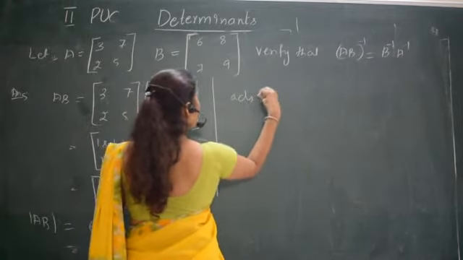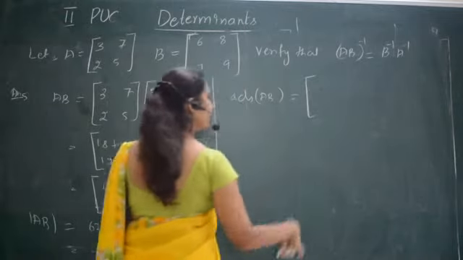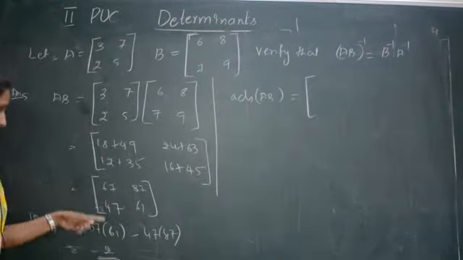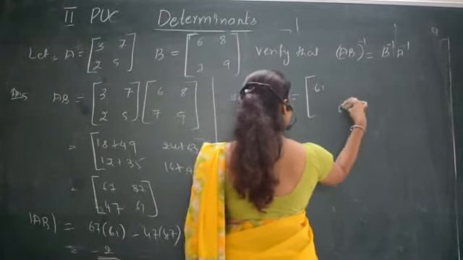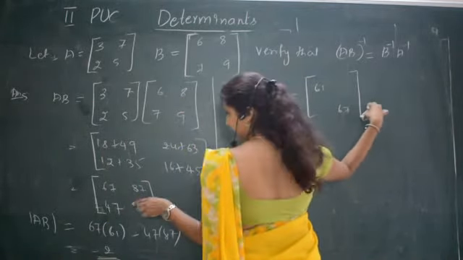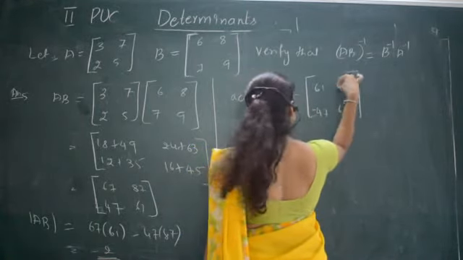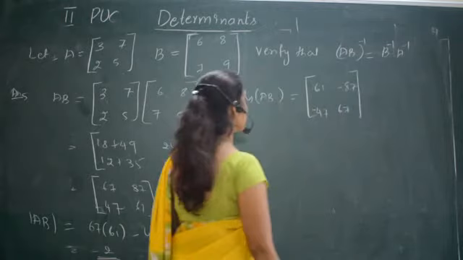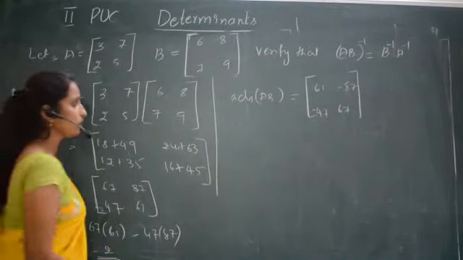Adjoint of AB. It is easy to calculate by interchanging the principal elements. So 61, 67, and changing the sign, minus 47, minus 87. So it is the adjoint of AB. Then we have to calculate their inverse.